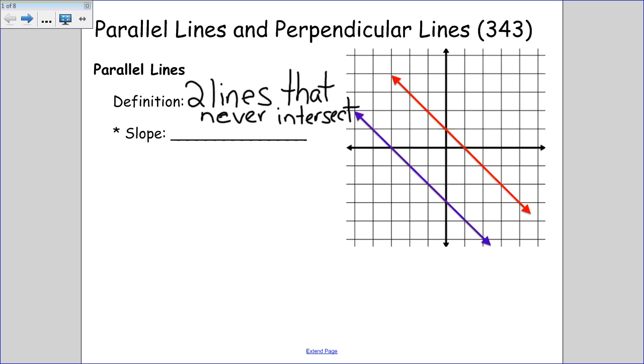Okay, so what do we know about the slope then? This is what we explored in class. What do we know about the slope of two parallel lines? If they're never going to intersect, their slope has to be the same, right? So they're going to have the same slope. That's really important to remember.